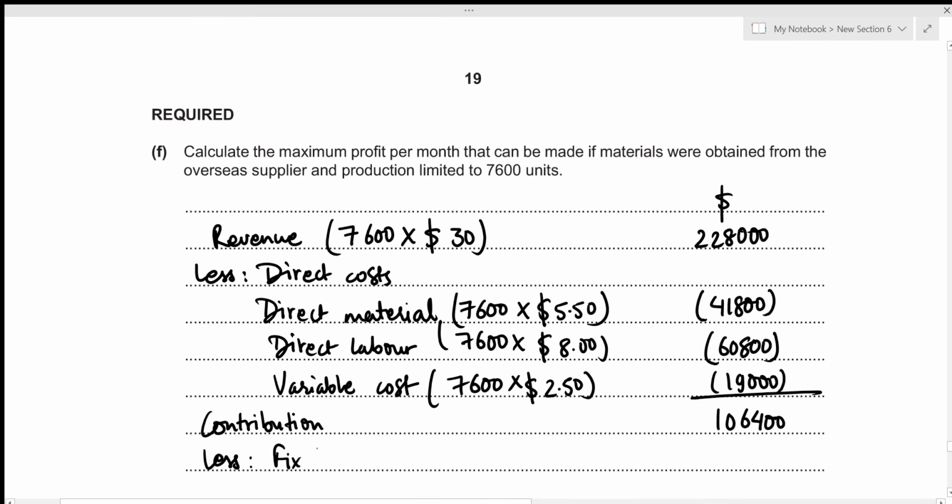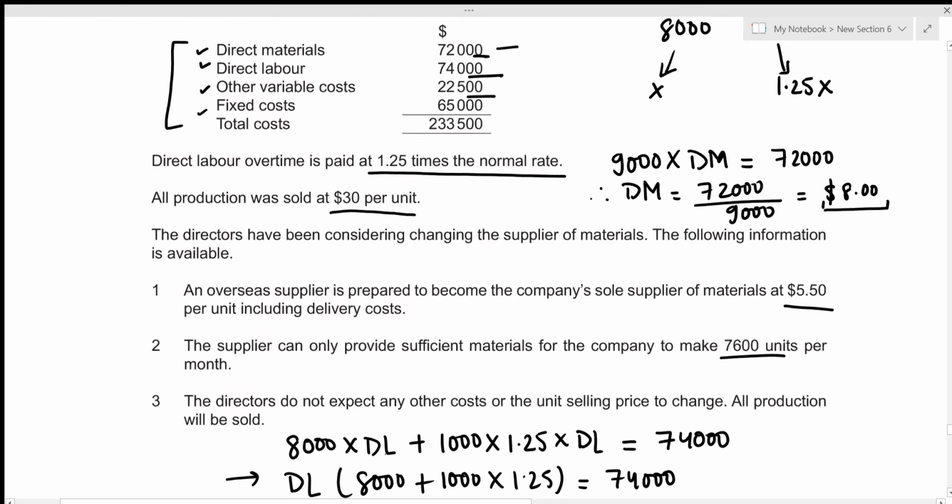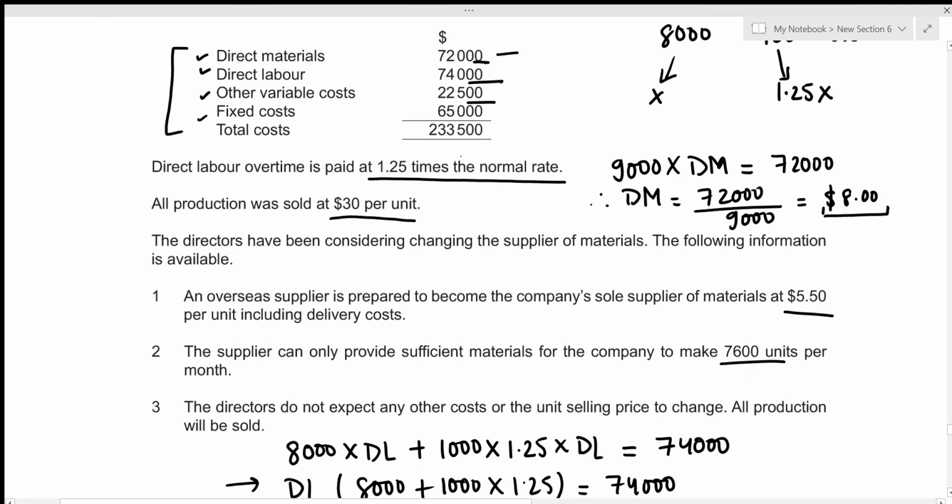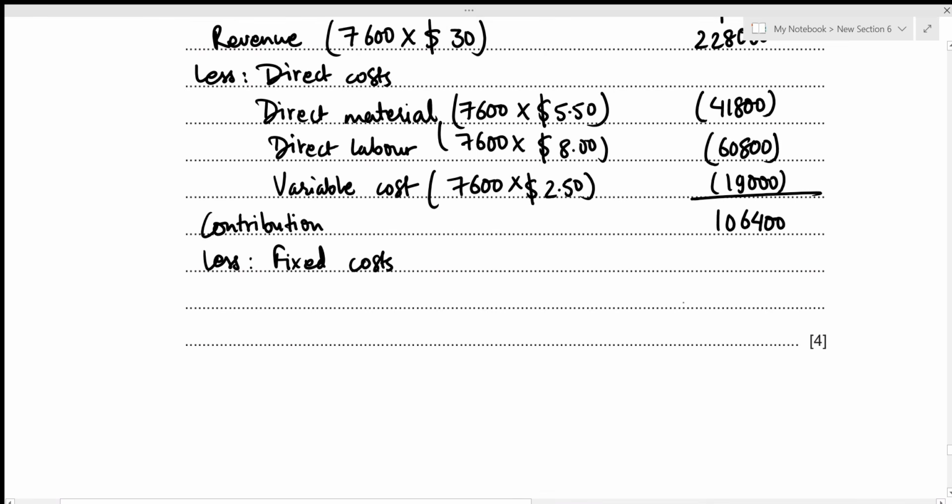Fixed cost will remain unchanged because it does not change with the level of production. So the given fixed cost is 65,000. We will just substitute this value in our solution. So that's going to be 65,000. Now subtracting it from the contribution, we will get the profit for the month. So the profit for the month is going to be 106,400 minus 65,000, which will be 41,400. This concludes the sixth part. Let's move on to the seventh one.